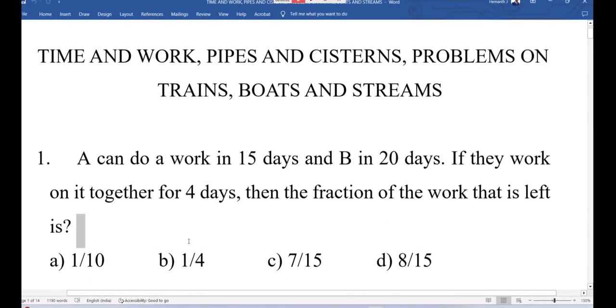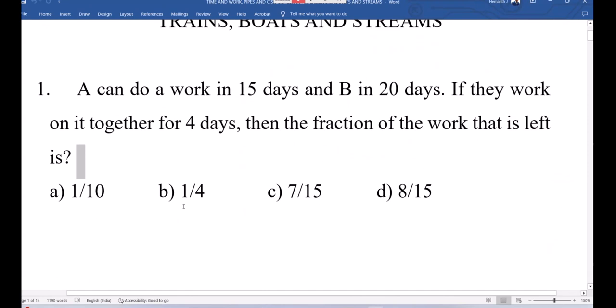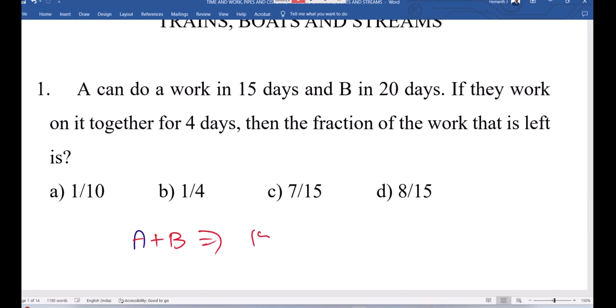Check this first question. A can do a work in 15 days, B in 20 days. Working together for 4 days, what fraction of the work is left? They completed some work in 4 days. What is the pending work, right? See, together they can complete the work. There are a lot of methods. One shortcut method: what is the time taken when they are working together? If you know, together is nothing but product divided by summation.